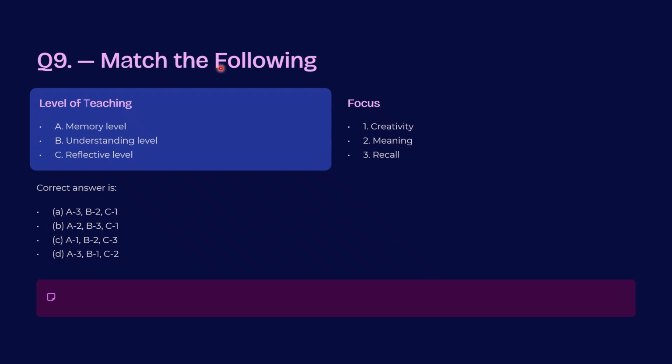Our ninth question is match the following. So we have to match the level of teaching with its focus. So here option A is the correct answer. For memory level, the focus is on recalling facts; at the understanding level, they understand the meanings; and in reflective level, it helps in improving creativity or innovation.